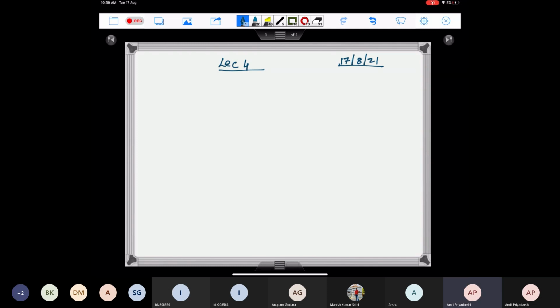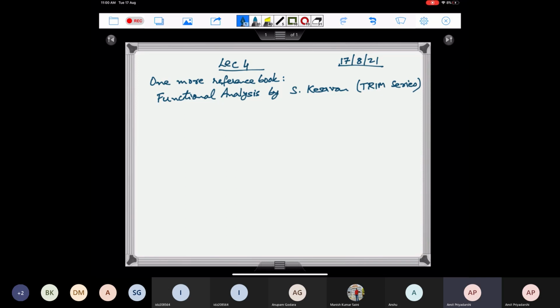First of all, I'll give one more reference book for this course. This is Functional Analysis by S.K. Sivan. This is in the Trim series of books. This is again a good book and it will be sufficient for this course.